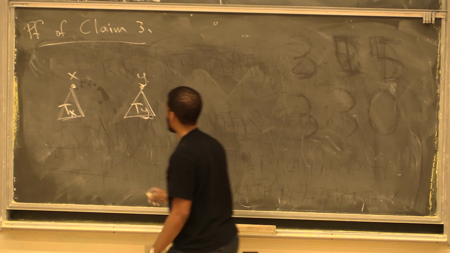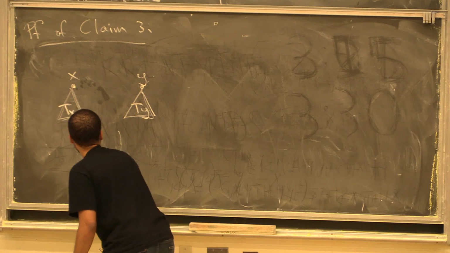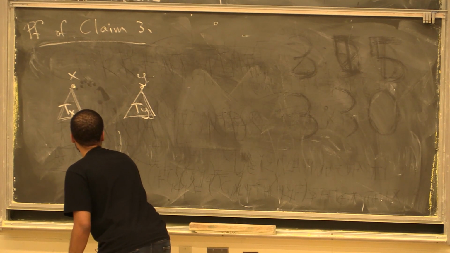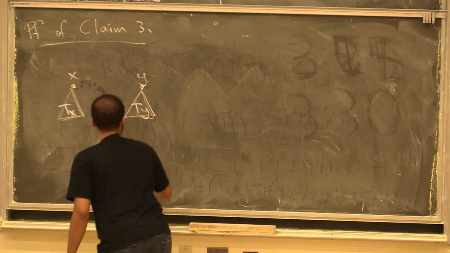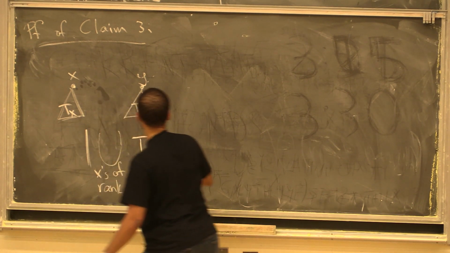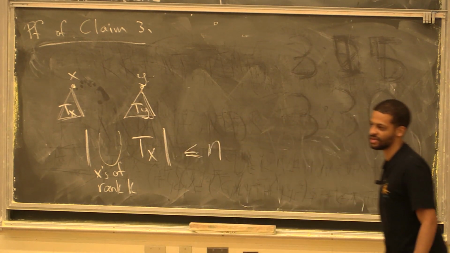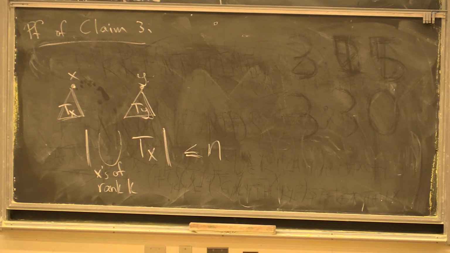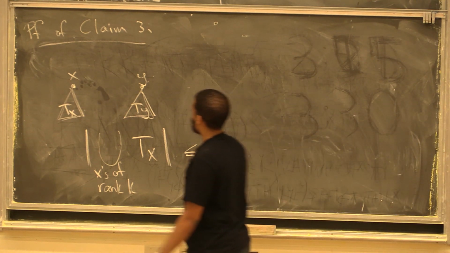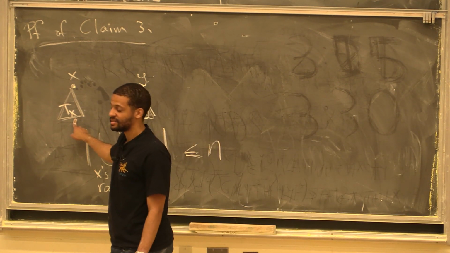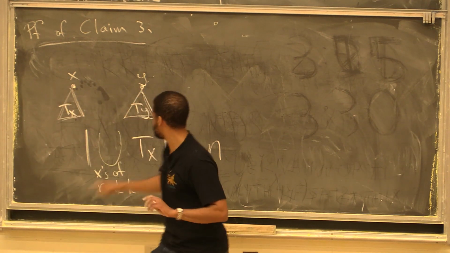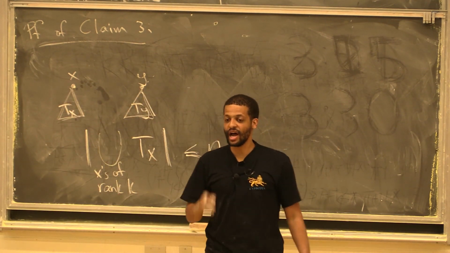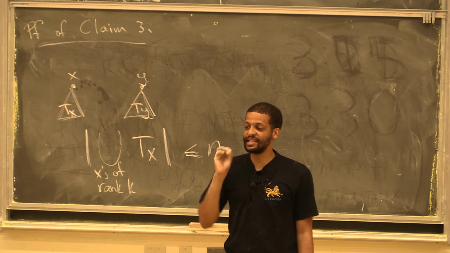Now what do I know? I know that the union over all X's of rank k of Tx, this union has size at most n, right? Because there are only n elements in the universe. What do I know about the size of Tx? Claim 1. The size of Tx is at least 2 to the k. Right? And the size of Ty is at least 2 to the k. All of these T's have size at least 2 to the k. I also know that these trees are disjoint.